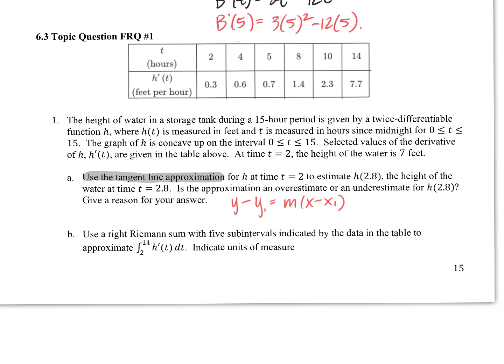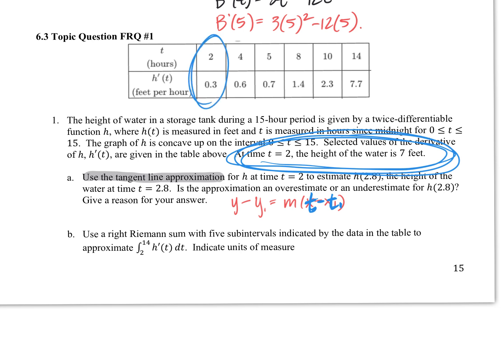You guys, if we need a point and a slope. For t, I should have made this t's. Do we know when t is 2 what the y should be? What would this 0.3 be referring to? The slope, right? So when t is 2, don't we have a slope of 0.3 and a y value of 7? So let's go ahead and say instead of y, I should have done h because they said h is. We're going to say h minus 7 equals my slope of 0.3 times t minus 2.